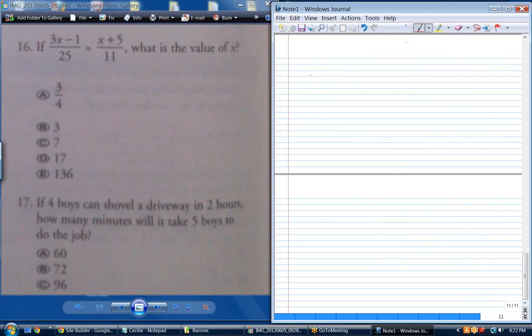If (3x minus 1) divided by 25 is equal to (x plus 5) divided by 11, would you cross multiply? First of all, I would check to see if there are any hidden things that might speed it up. In other words, if this side was 6x minus 2 instead of x plus 5, I would recognize that the numerator is exactly twice as big as this numerator. But I don't see anything in this. So I don't see any shortcuts, so yes, you can solve this directly by cross multiplying.